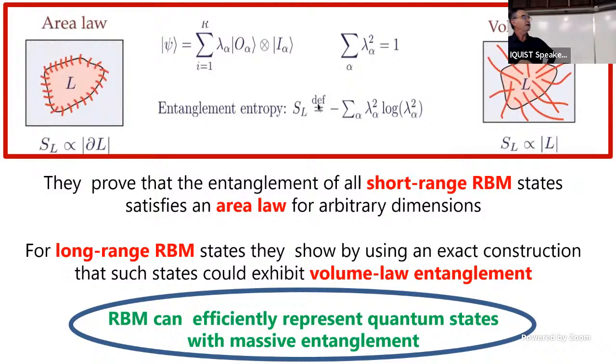Then they show, for long-range RBM states, not local interaction, using the exact construction, that the RBM exhibits volume law entanglement. If you have local interaction, like nearest neighbors, I have two examples here I will show. Just let me finish the two examples and we'll stop for a question.